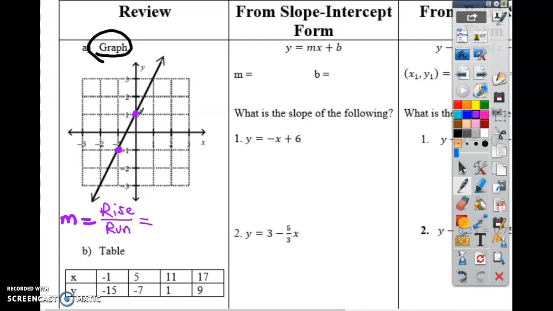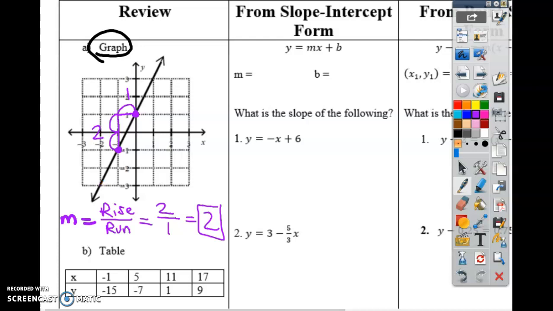Okay, so the rise over run is how much you go up and over. So you just count. 1, 2. So up 2 over how much? 1. I went up 2, and over 1. So that's 2 over 1. Please divide 2 and 1. What's 2 divided by 1? 2. So my slope for this line is 2. You just divide them.